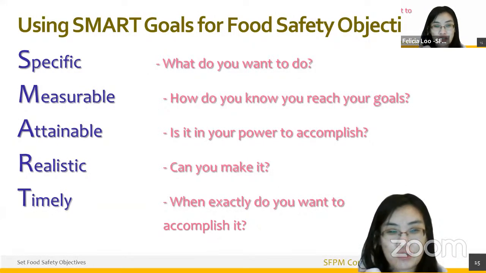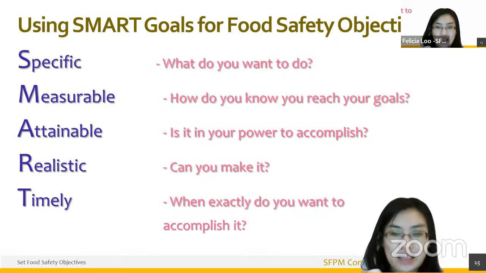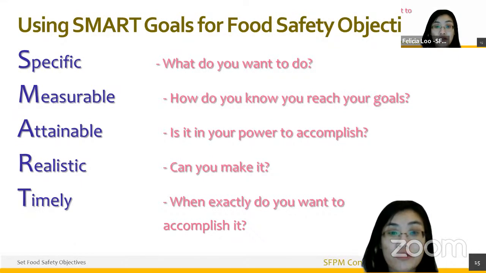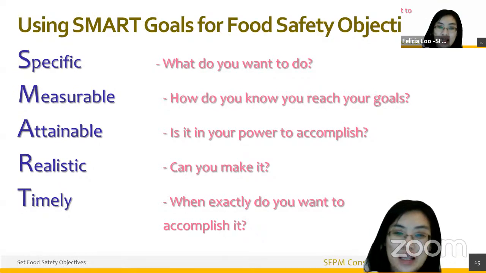SMART goals for food safety objectives. There are 5 parts to the acronym: specific, measurable, attainable, realistic, and timely. It takes a little while to really remember what the acronym means. Specific: you want to make sure you know specifically what you want to do, so the items are very focused, not broad. If they're broad, it's very hard to achieve them, because the bigger the goals are, the more directions you go in. So set goals that are very, very focused.